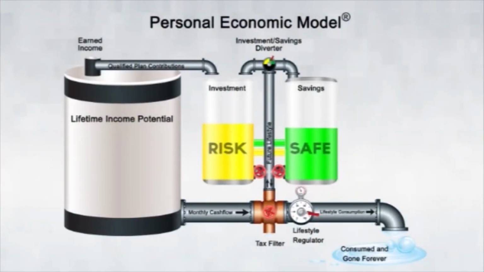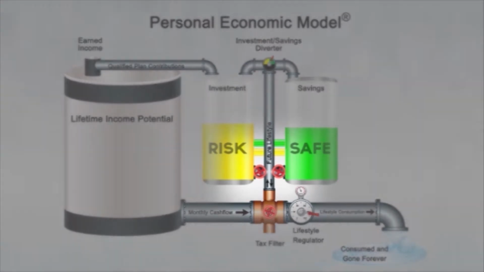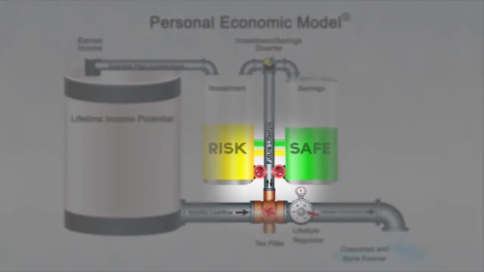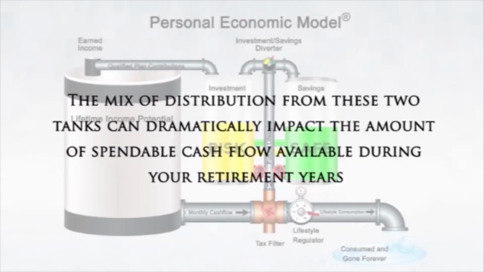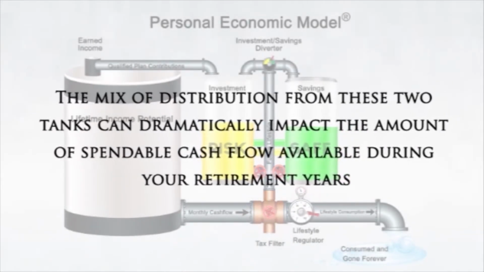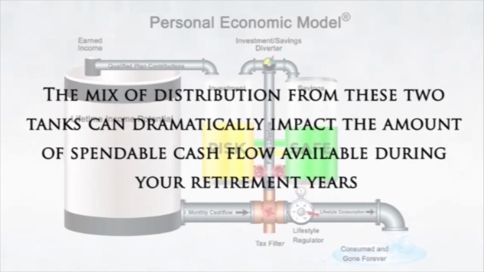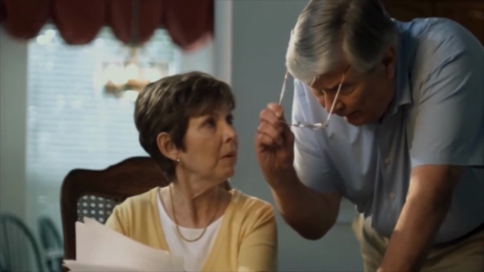You will now have to open the distribution valves to supplement the income shortfall from any reduction in monthly cash flow. The mix of distribution from these two tanks can dramatically impact the amount of spendable cash flow available during your retirement years. If you feel that your current cash flow model may be a little out of balance, you're not alone. To find the balance you desire, there are only a few ways to right the ship.